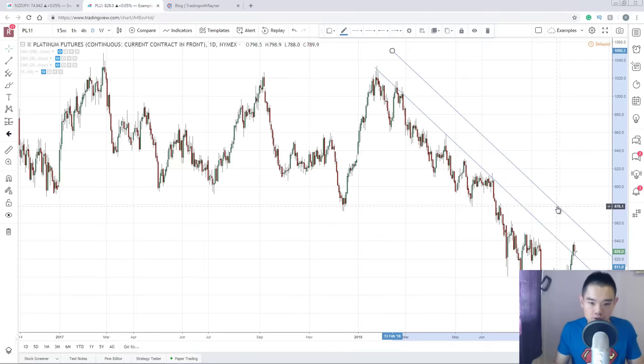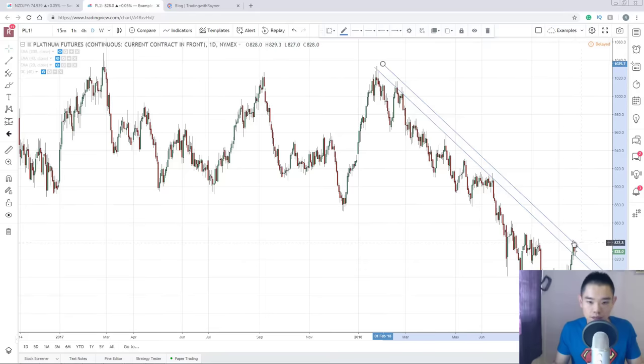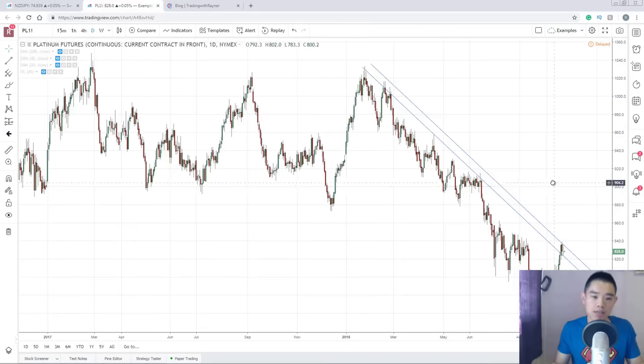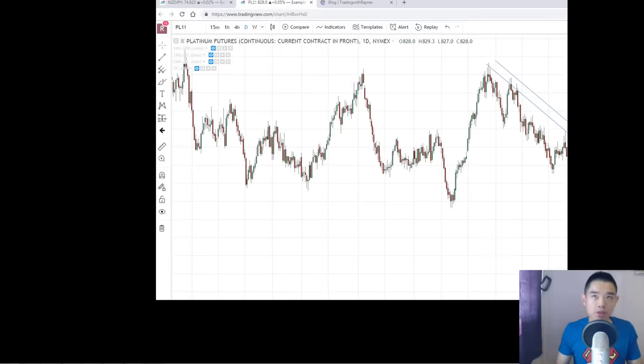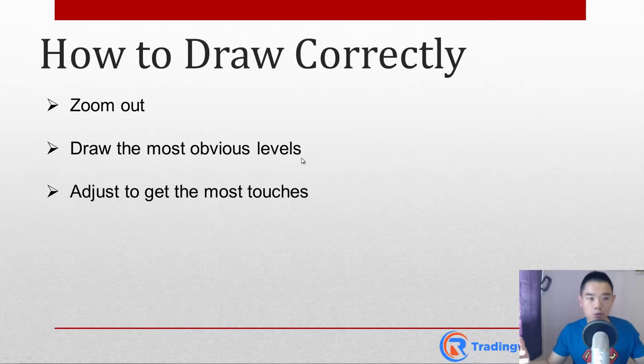The reason why I adjusted it to somewhere about here is because I know that there's another level over here that I missed out earlier. If I encompass it slightly further up, I can get this level over here and this one over here. So there's a little bit of discretion to it, but generally, if you follow the three steps I shared with you, you should be able to draw good levels on your chart.